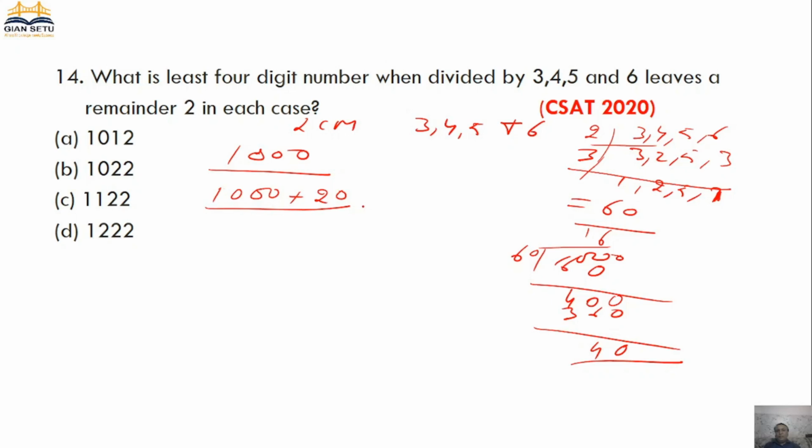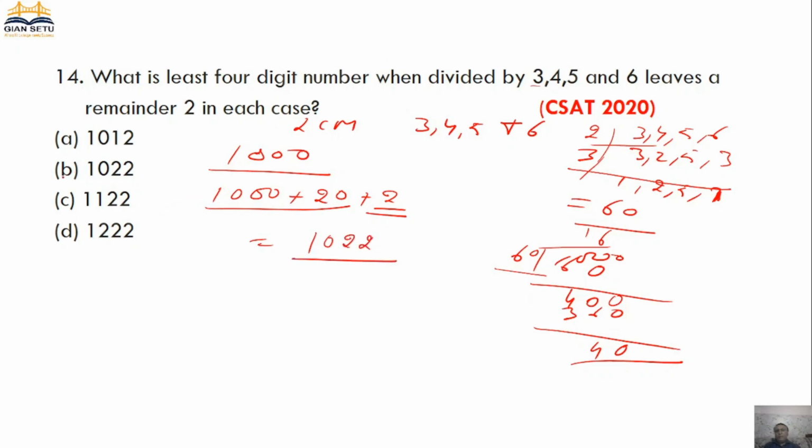Okay, right? Now if we add 2 here again, we will get a remainder of 2 when we divide this number by 60, and we also get a remainder of 2 when we divide this number by 3, 4, 5 or 6. Okay, so answer is 1022.